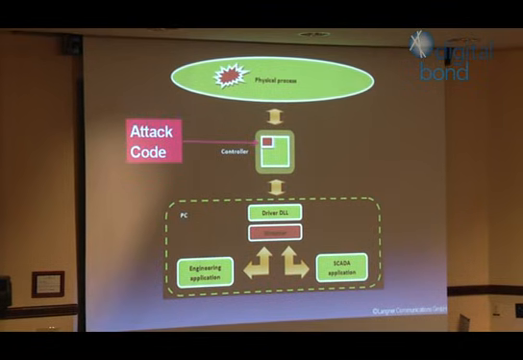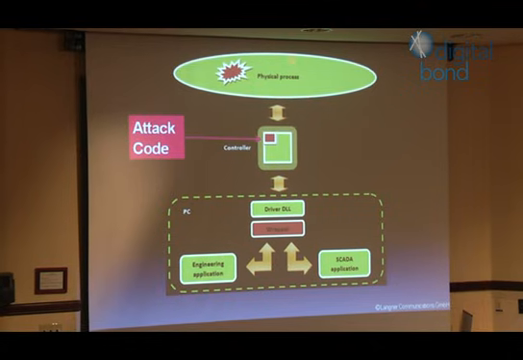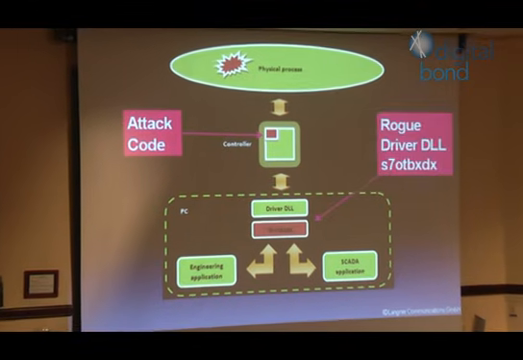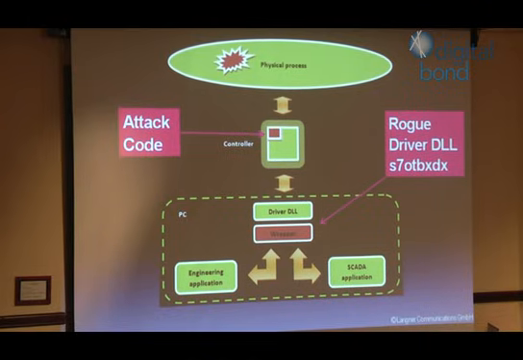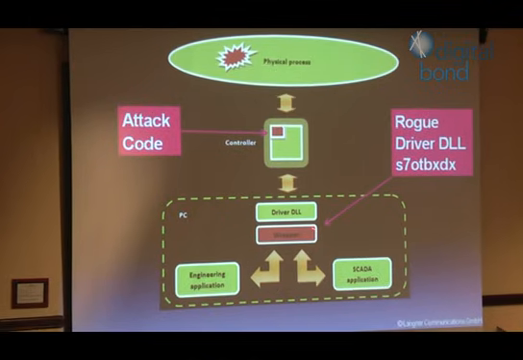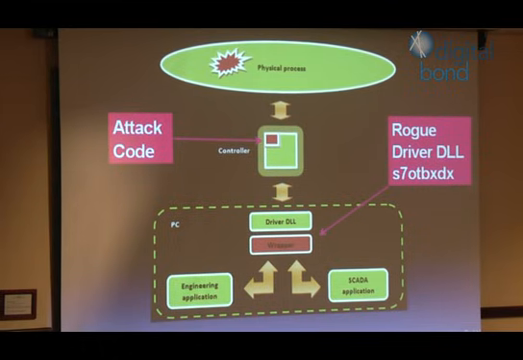The attack code is running on the controllers. As you know, the actual damage is done within the physical process. And this attack code right here is actually embedded in the wrapper, in this rogue DLL named s7otbxdx.dll, which is the original name of the legitimate DLL, but it's renamed by Stuxnet. So this is the original DLL, and Stuxnet just installed the driver.